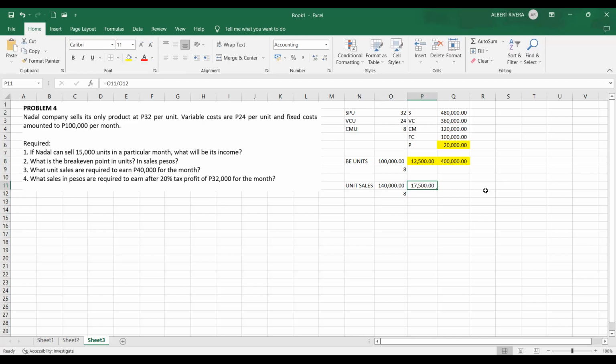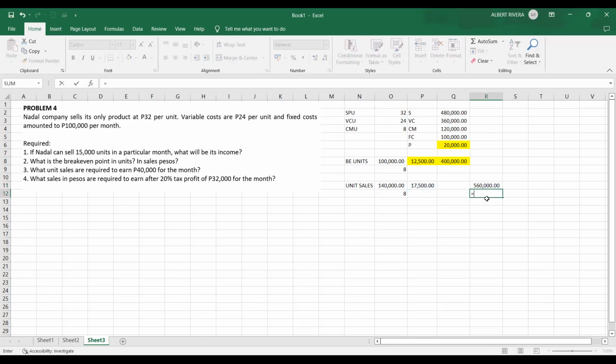So if we want to prove that, this is your level of sales, 17,500 times what? Selling price of 32. You have the 17,500 times variable cost. So this is your CM.